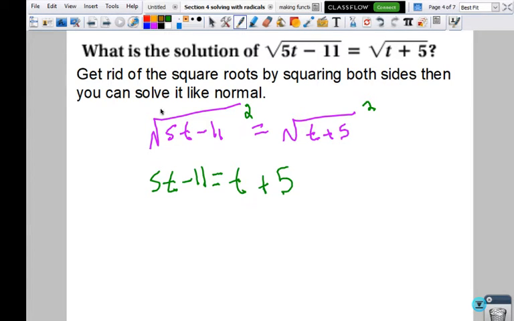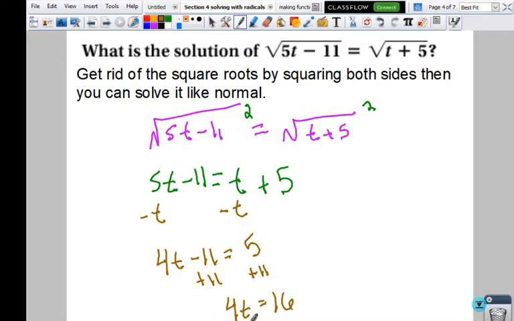I got to solve this by putting our t's on the same side. I like getting rid of the little one first, so I'm going to minus t on both sides. It's been a long time since you guys have done stuff like negative 11. So I minus t on both sides, and I get 4t minus 11 equals 5. Then we got to add 11. We get 4t equals 16. And my last step, I divide by 4, and I get t equals 4.